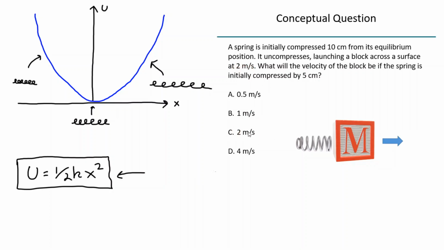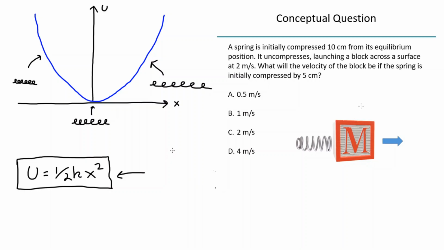So right away I can eliminate C and D. It can't be C or D, it has to be A or B. The block should come off slower if I compress the spring by less. So once again, pause the video, take a minute, and come back when you have an answer.